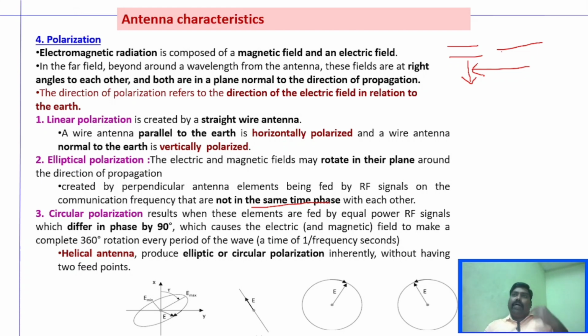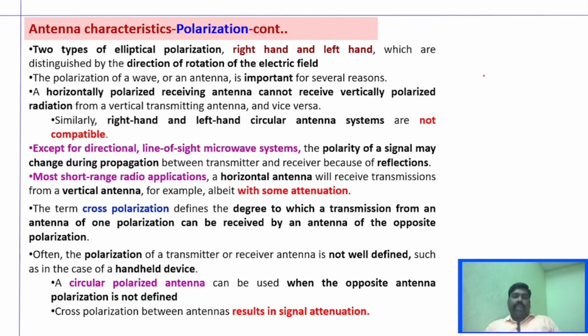But while the polarized wave is transmitting, there are chances that it can change direction because of ionospheric effects, right? There are two types of elliptical polarization, as I said, right hand and left hand, depending upon the rotation of the electric field. And the polarization of a wave or antenna is important for several reasons. A horizontally polarized receive antenna cannot receive a vertically polarized wave, as I said before.